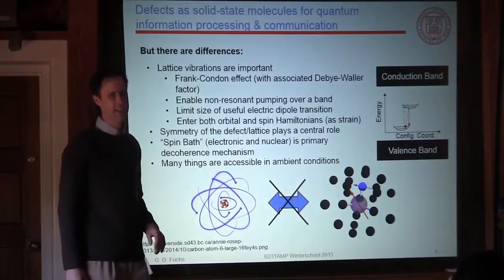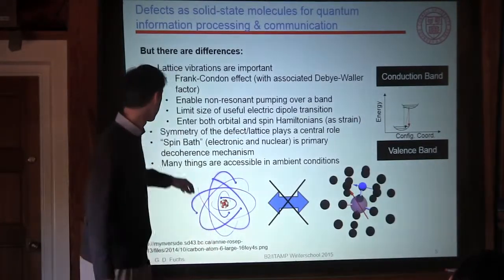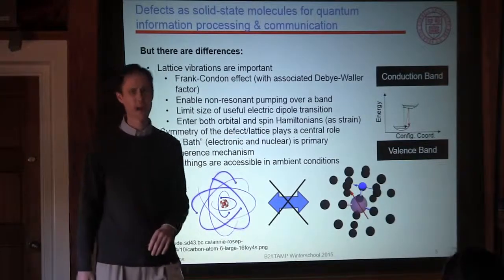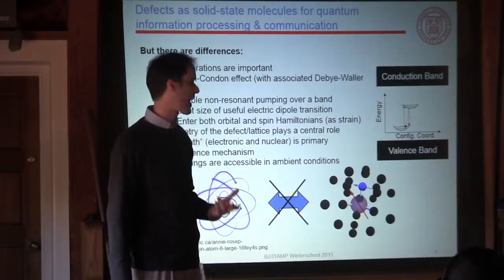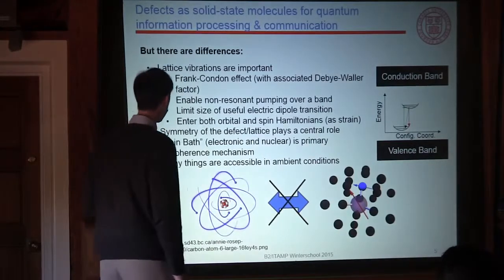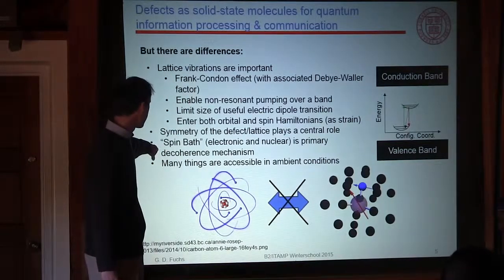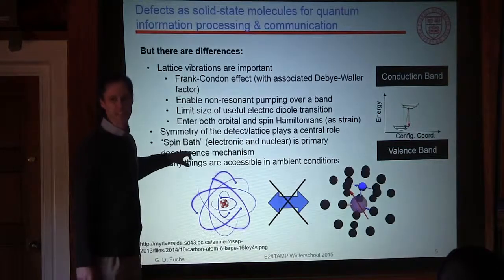One of the things to keep in mind is that because this is a molecular system, symmetry of the defect in the lattice plays a central role in understanding the properties, and so I want to try to highlight that a little bit as we go through how an NV center works. And then the other thing to think about is that these defects see a spin bath.